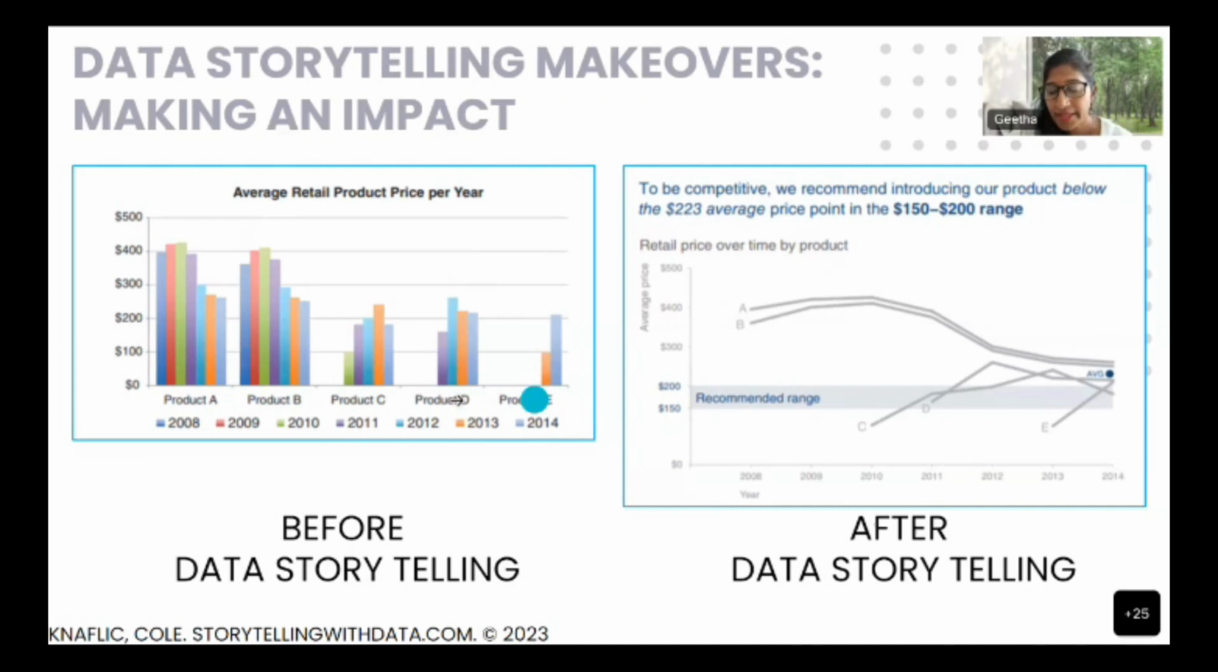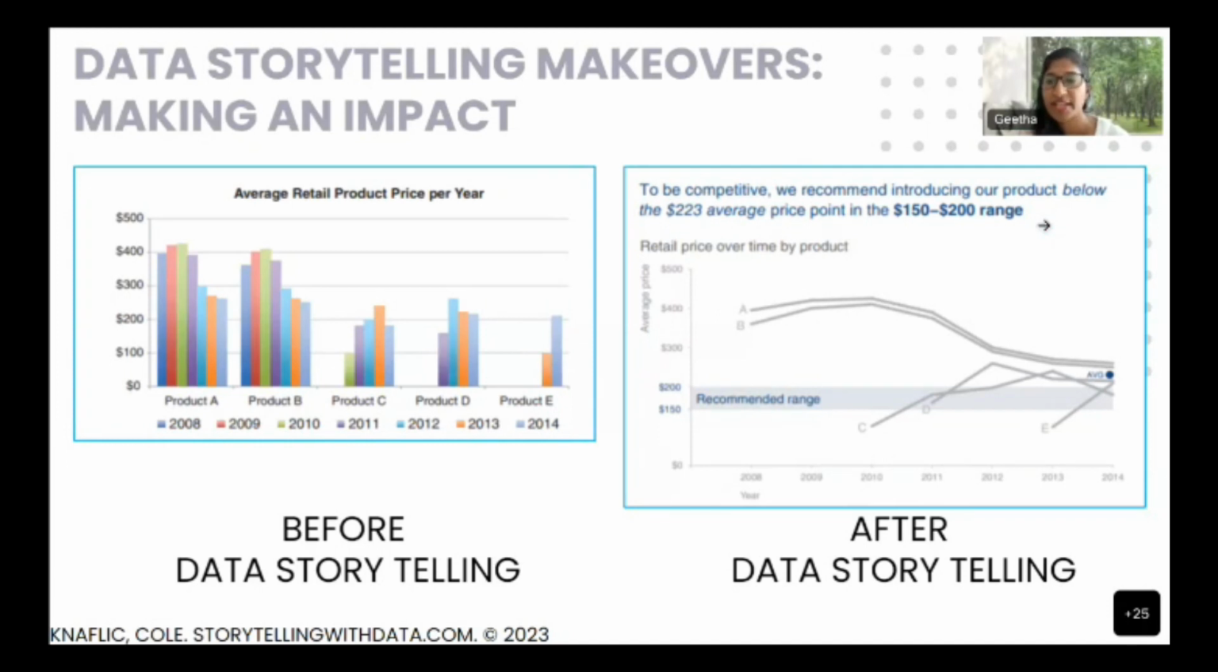right? So the title now says, to be competitive, we recommend introducing our product below the $223 average price point, in the $150 to $200 range. So you can see that product A and product B lines over the years 2008 to 2014 have been mapped, and product C launched in 2010, and that pricing mapped till 2014. And product D launched in 2011, and product E launched in 2013. And these are the price points over the years. And you can see that all these price points are converging to a certain average here, right? This is the average it's converging to.